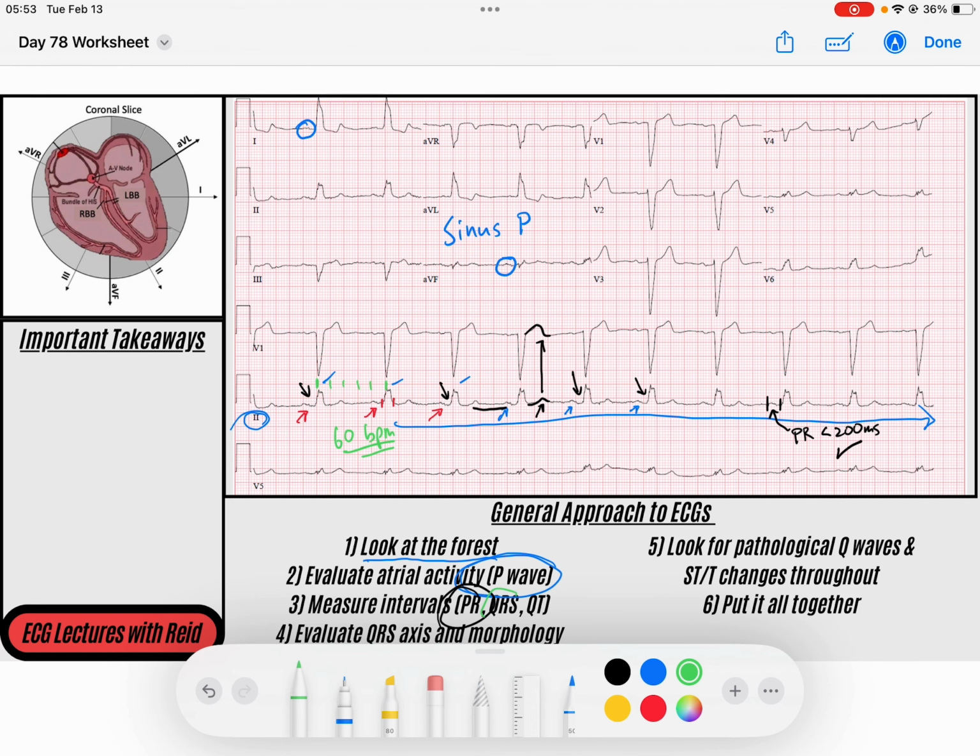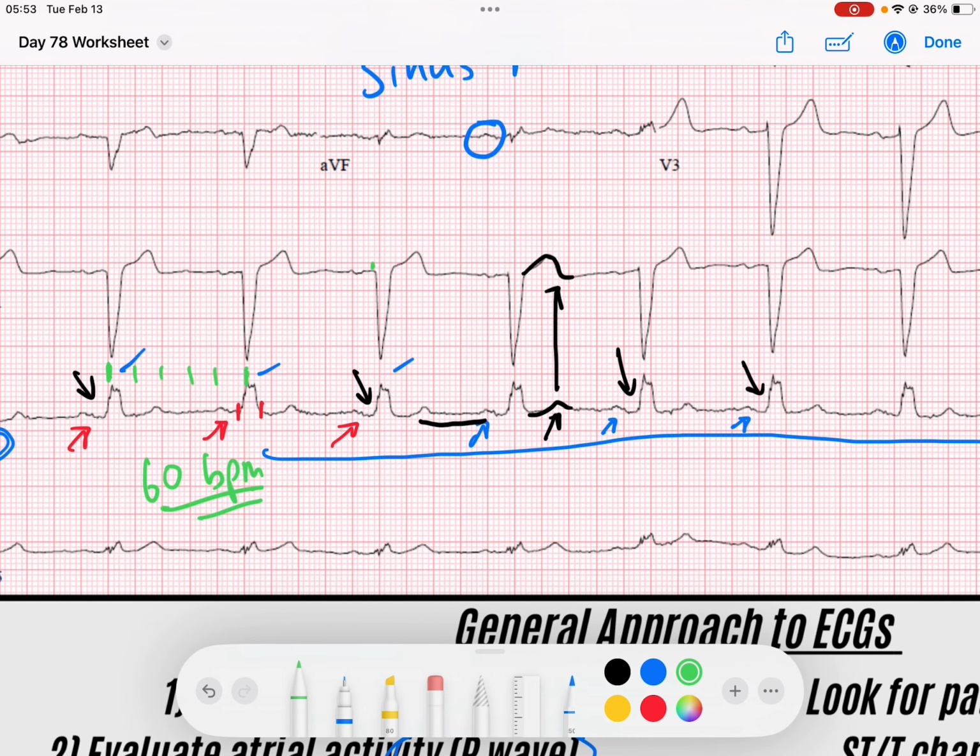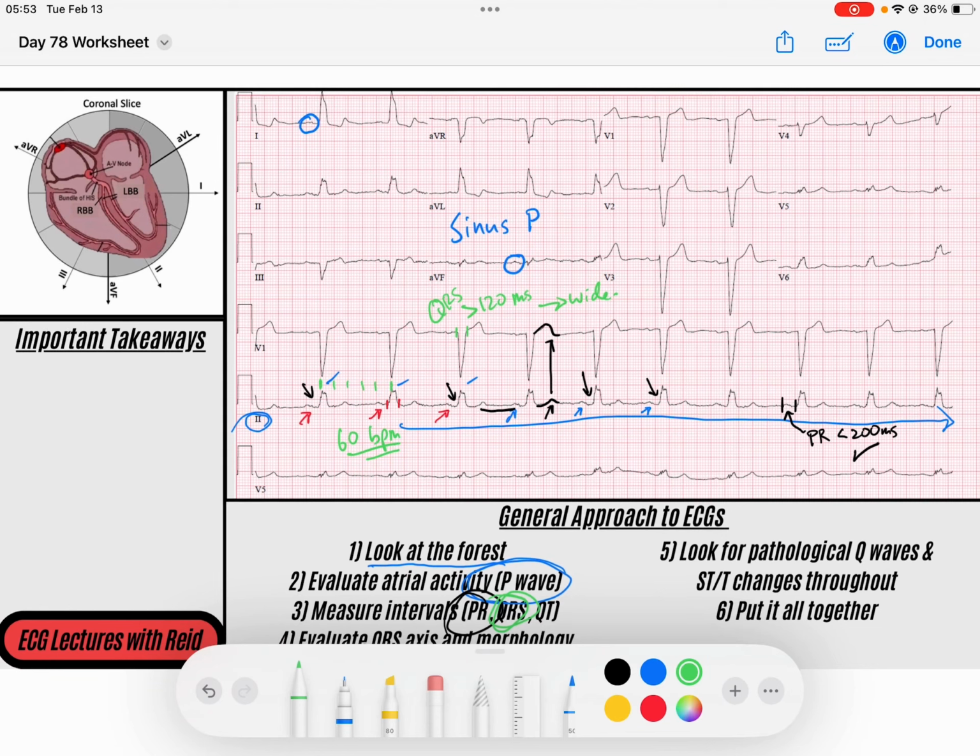Next thing we'll do is evaluate that QRS. My QRS, we said, is wide. If we measure it here, it looks to be greater than 120 milliseconds. So my QRS is wide. What's my differential for a wide complex QRS that occurs after a P wave? Well, there could be isorhythmic AV dissociation. This could be a ventricular beat. I would say it's very unlikely for these QRSs to be coupled just like that, especially if there is a pattern of aberrant conduction that is known to us, like a bundle branch block, right?